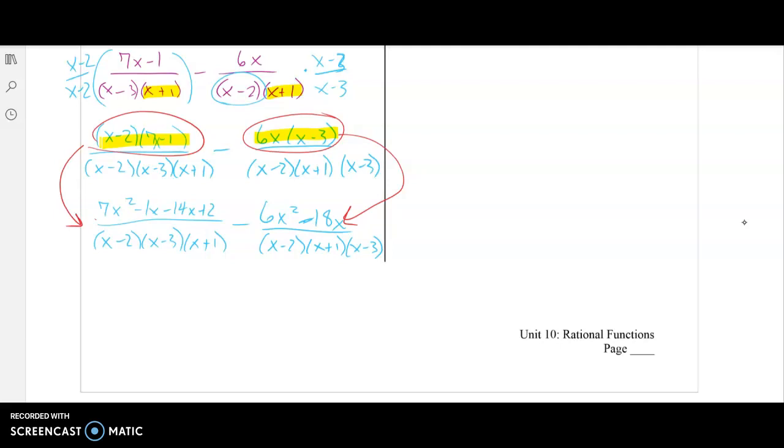So we've got 7x squared, keep in mind there's a minus in the middle, 6x squared. Okay, so 7 minus 6 is 1, or just x squared. And then we're going to do the same thing with the x's. So here we have negative 15x, and then we're minusing negative 18x. So minusing a negative, remember, is the same thing as plus. A double negative is the same thing as plus. So what we really have is negative 15x plus 18x, which is 3x.